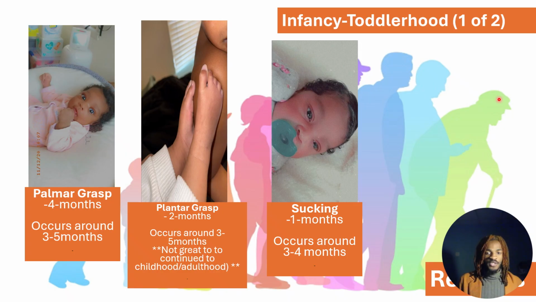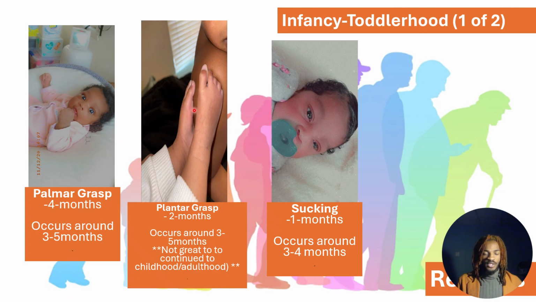Okay, so the first thing we're gonna talk about is the infant reflexes. You see there are three reflexes right here. The first reflex is the palmar grasp reflex, which is basically when a child flexes their hands, and it happens at 4 months. Then we have the next reflex called the plantar grasp, which is basically when the child flexes their feet, their toes, not their hands, their toes. Though I can't show my toes, but your toes.